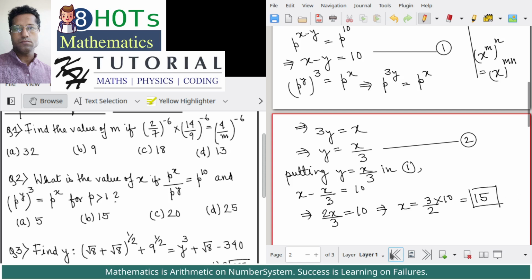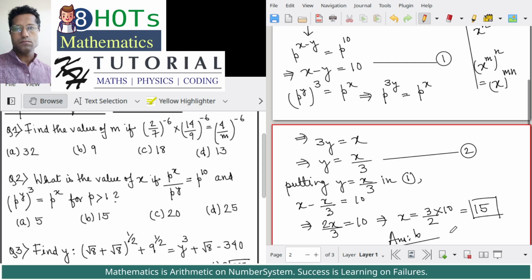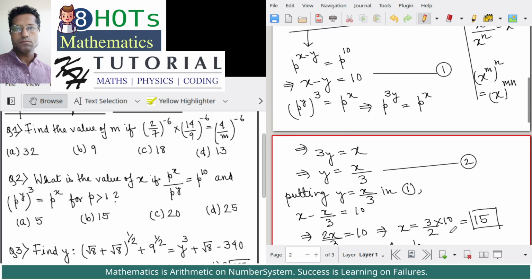So x is equal to 15. So the correct choice is B. B is the correct choice. Now, in solving this problem, I did not use the fact that p is greater than 1, but why is p greater than 1 given?